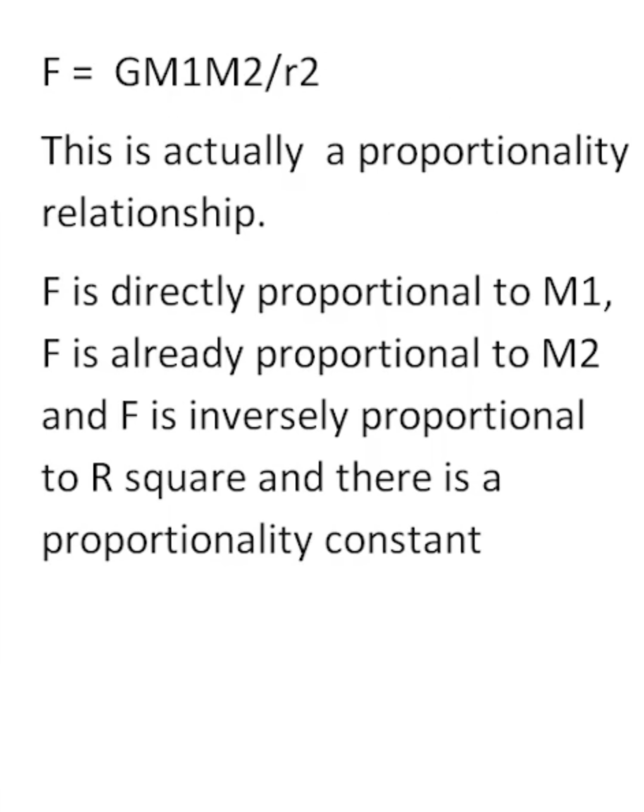The law is F = G m1 m2 / r². This is actually a proportionality relationship. F is directly proportional to m1, F is directly proportional to m2, F is inversely proportional to the square of r, and there is a proportionality constant. This is a concept in primary mathematics.